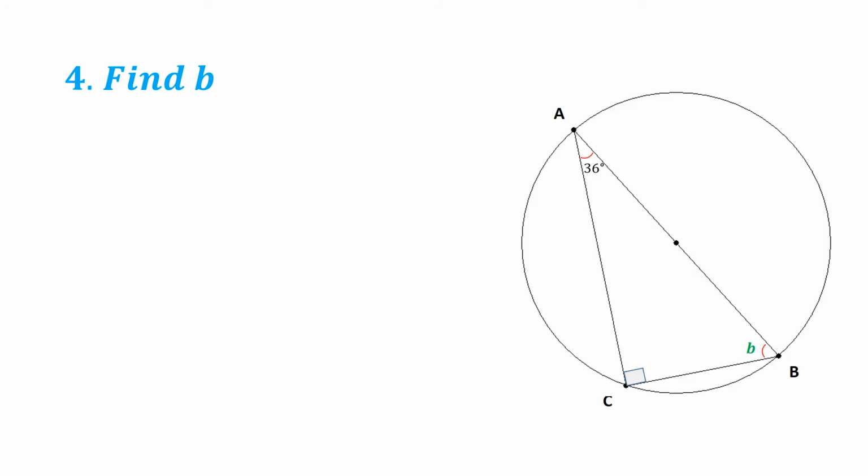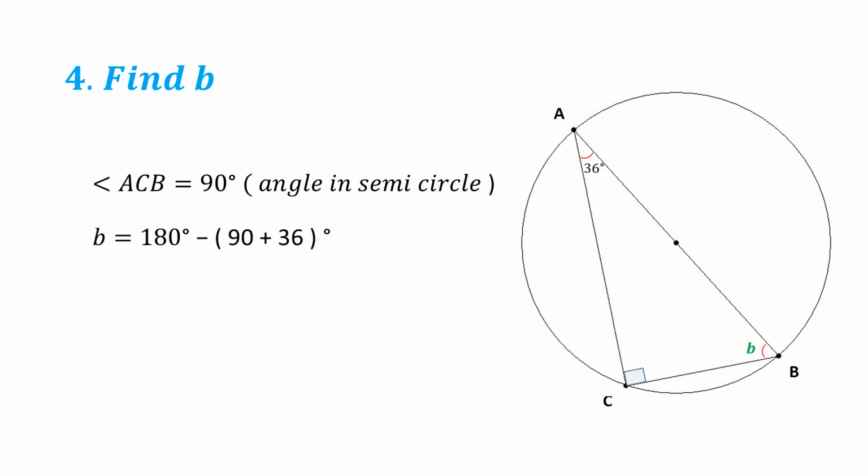Number 4. Find B. Angle ACB equal 90 degree. BE equal 180 degree minus 90 plus 36 degree. BE equal 54 degree.